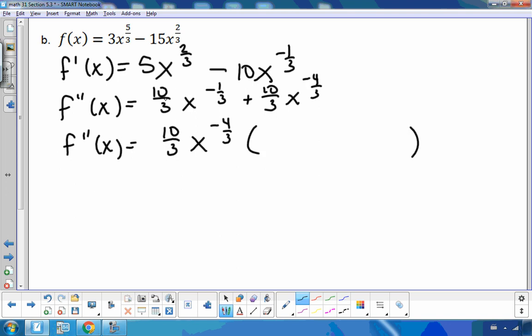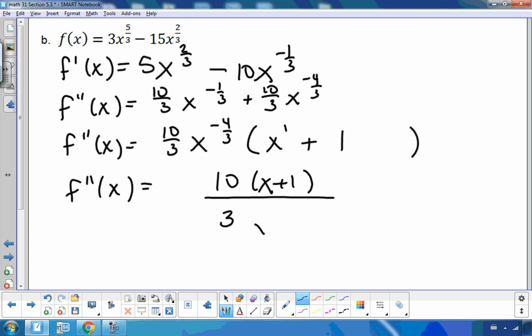Okay, so dividing that, 10/3 divided by 10/3 is 1. x to the -1/3 divided by x to the -4/3 is, keep the base the same, subtract the exponents, positive 3/3, which is just 1. 10/3 divided by 10/3 is 1, and x to the -4/3 divided by x to the -4/3 is 1. So what I end up with altogether is 10 times x plus 1 in the numerator and 3x to the 4/3 in the denominator.